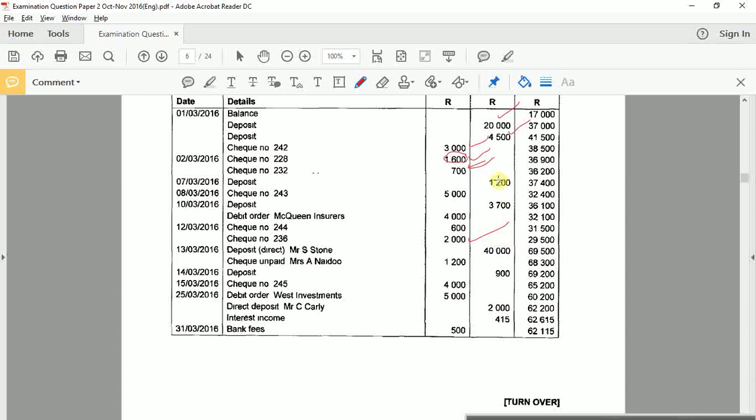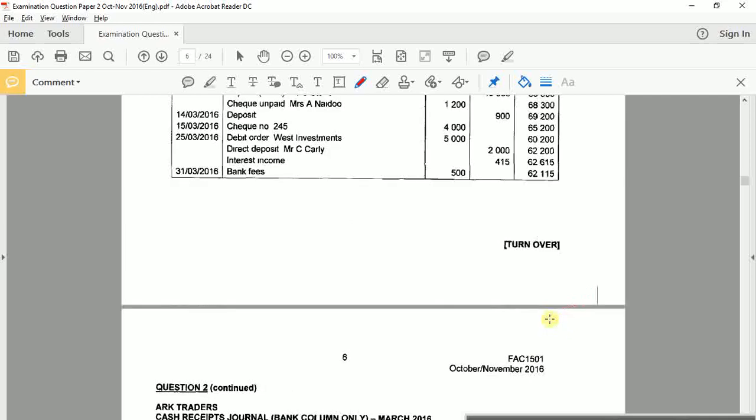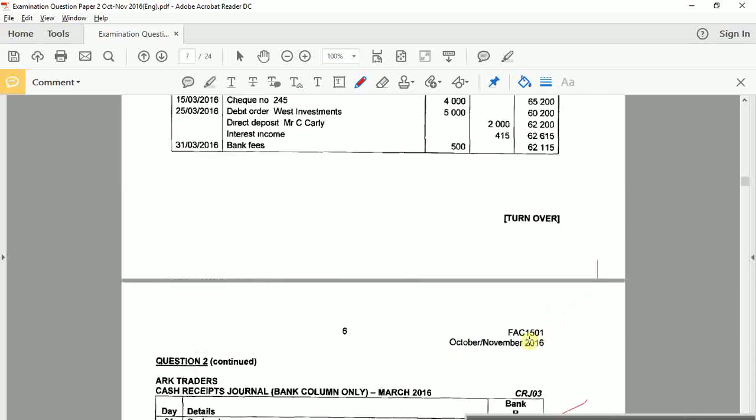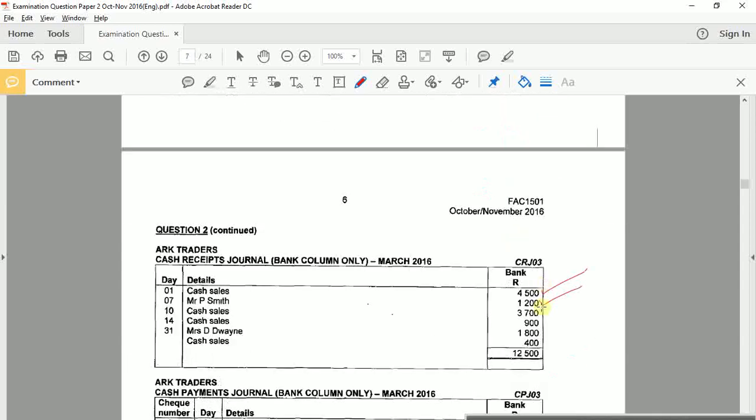Deposit of... Yes. Okay, we ticked the 700. That also came from here. Yes, that's it. So the 1,200 is the deposit in the books of the business. Tick that. Okay, let's look at the next bit. Let's check all the receipts while we're looking at it. Is the 3,700 there? There it is. Do you see it? Yes. Tick that one. Tick that one.